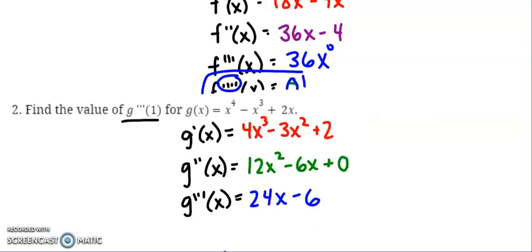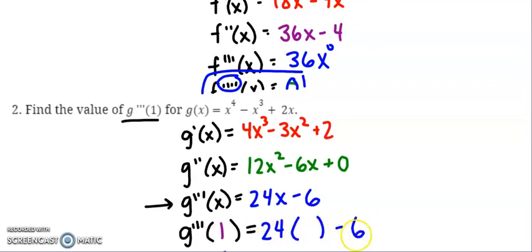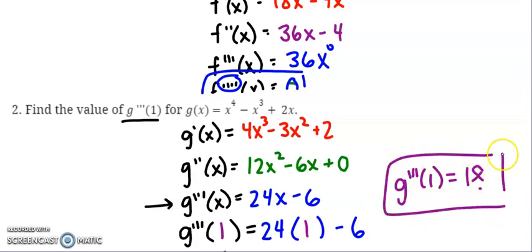All right, so I found g triple prime of x to be 24x minus 6. What I wanted to find, though, was g triple prime of 1. So within my g triple prime of x, everywhere I see an x, I'm going to replace that x with 1. 24 minus 6, g triple prime at 1 is going to be equal to 18, which means the third derivative of g at 1 is 18.